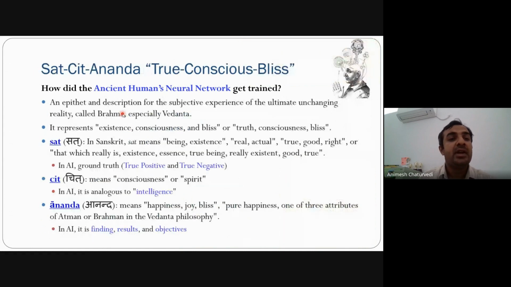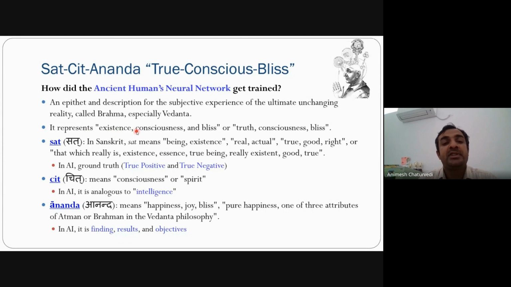Thereafter, the most common thing is training a machine, how to train a machine. Similarly, you have trained human intelligence with the help of Satchit Anand. What is Satchit Anand? In English, it means true, conscious, and bliss. It basically makes you aware of and experience the ultimate reality of this universe or world, which is known as Brahma. It has been depicted in the Vedantas and Vedas that Brahma is the certain universe and surroundings which we need to realize.